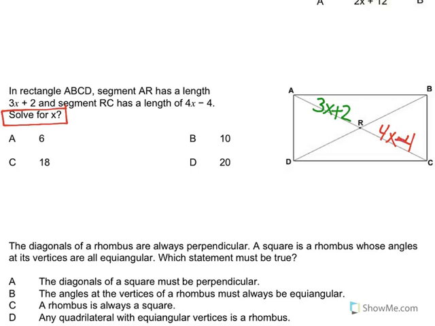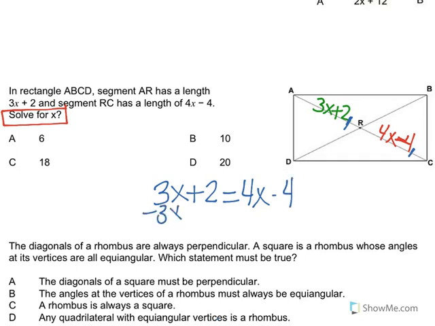Remember, anytime you're given a shape, always label what they tell you to label. So they say what RC is. They say what AR is. So we want to label that. Now, what you should know is that diagonals bisect each other, meaning they divide each other in half. This side and this side are congruent. Congruent is another word for equal. So since they're equal, we can set them equal to each other and just solve.